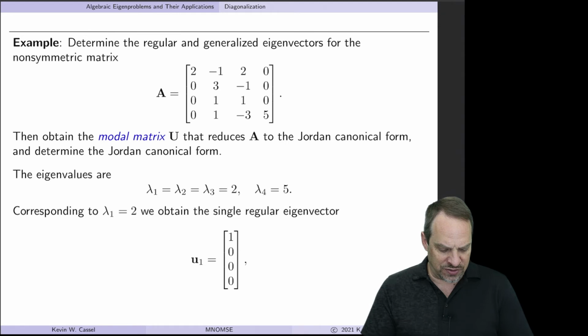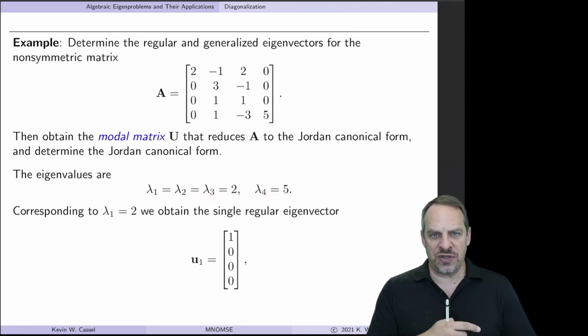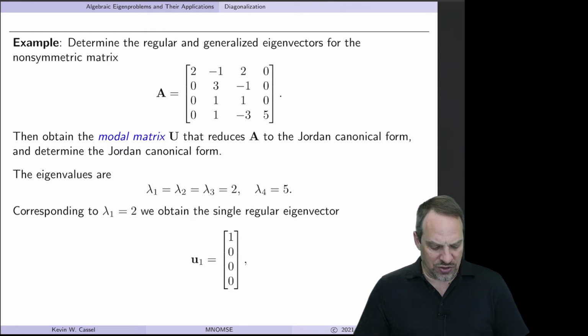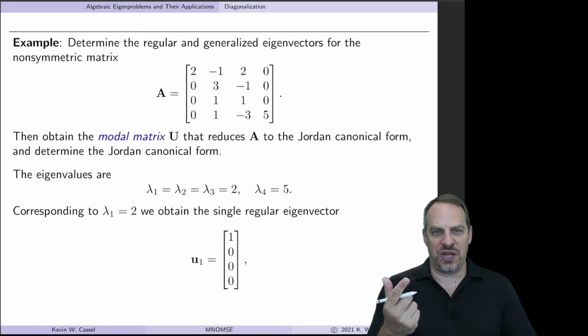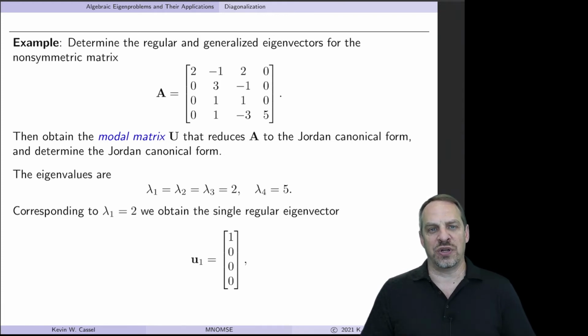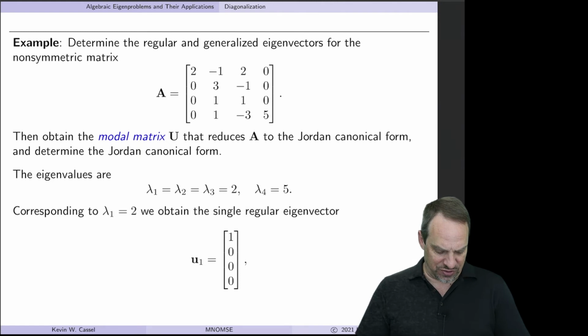I get the eigenvalues, which you can use MATLAB or Mathematica for if you'd like. So the eigenvalues are 2, 2, 2, and 5. So I have one eigenvalue that's repeated 3 times, multiplicity 3, and then one that's not repeated. So I have a non-symmetric matrix with repeated eigenvalues. So this is that fourth case where I expect to get a Jordan canonical form. I do not expect to get a full complement of capital N regular eigenvectors.